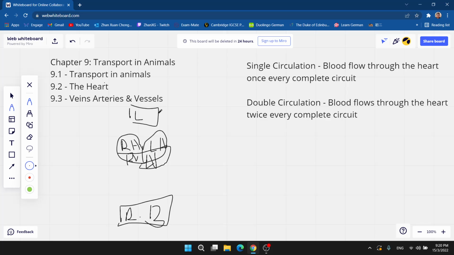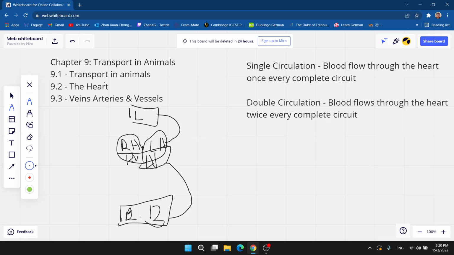This one would be connected to the left atrium. Then it goes from the left atrium to the left ventricle, and then it pumps blood at high pressure to the rest of the body. In the rest of the body, gas exchange will happen, where oxygenated blood will be exchanged into carbon dioxide.